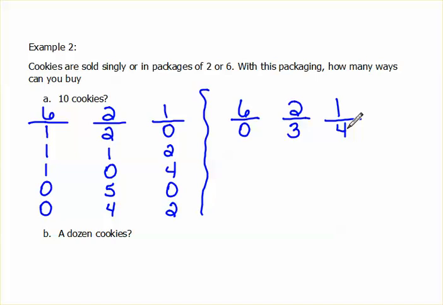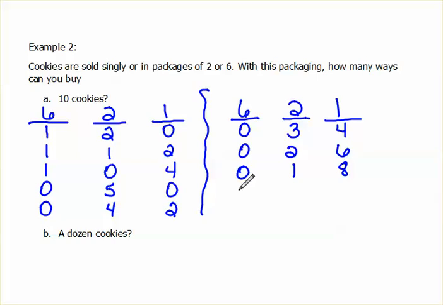Let's see, what if I had 0 groups of 6, but I only had 2 groups of 2? Well, that means I would have 4 cookies, so I'd have 6 left over, so I'd have to put those in singles. Okay, what if I had 0 sixes and only one group of twos?